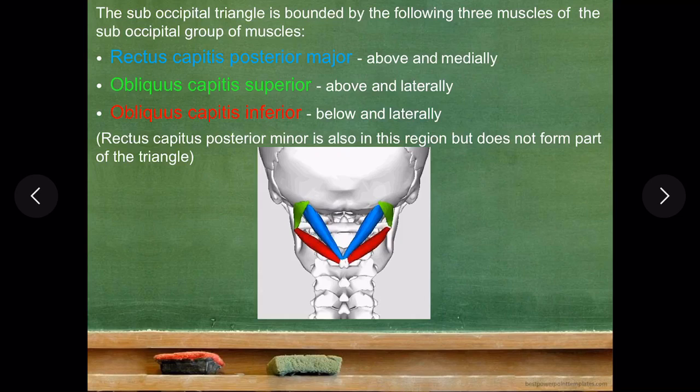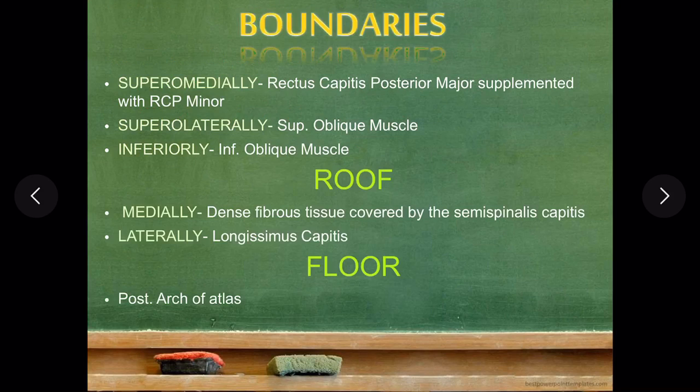Now, if you want to see the boundaries, look at the suboccipital muscles. The first muscle is the rectus capitis posterior major. This one is the rectus capitis posterior minor. The red one is the obliquus capitis inferior, and the green one is the obliquus capitis superior. These muscles enclose a region known as the suboccipital triangle. The roof is formed medially by the semispinalis capitis and the longissimus capitis, and the floor is formed by the posterior arch of the atlas.